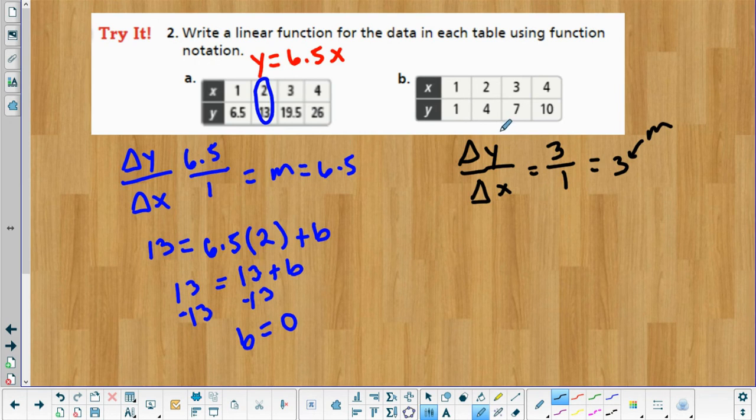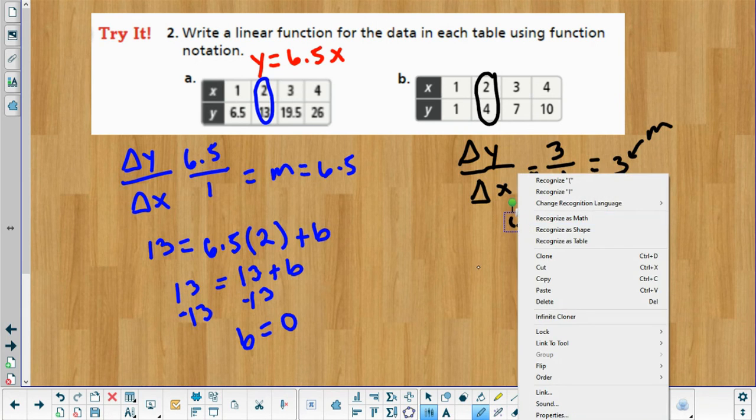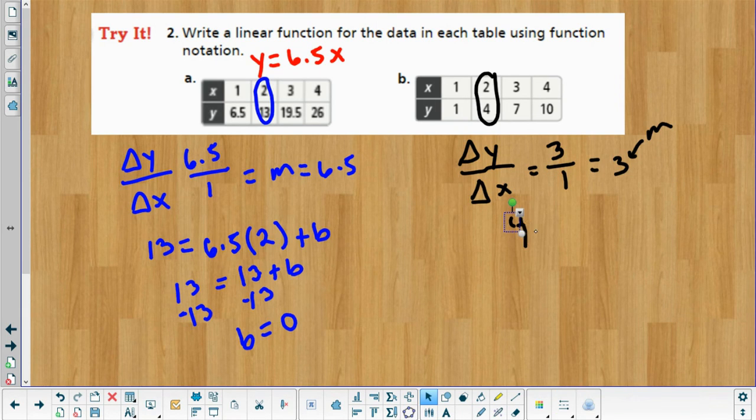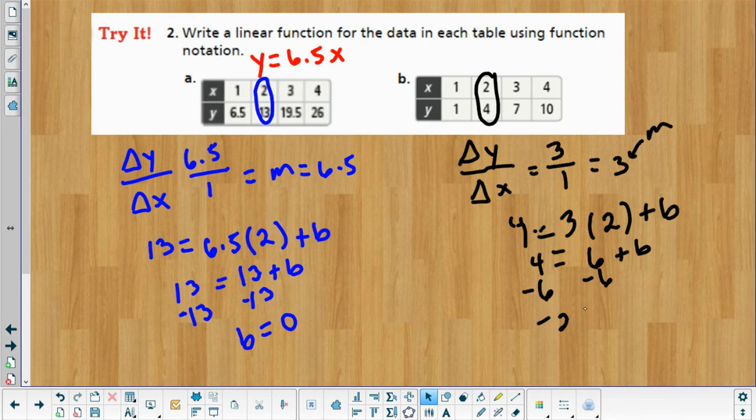So now I need to pick a point. You can choose whatever one you want. I like (2, 4), so I'm going to use that. So I can say 4 equals, my m is 3, my x is 2, and then I have plus b. Well, 3 times 2 gives me 6. And if I subtract 6 from both sides, I get -2 for my b. So if we put all of those pieces together, we have y equals 3x minus 2.